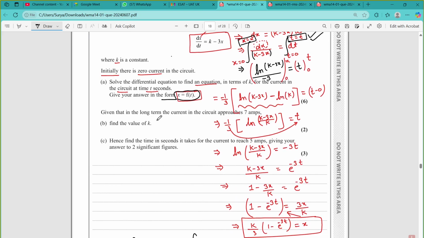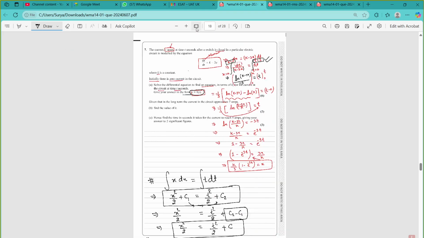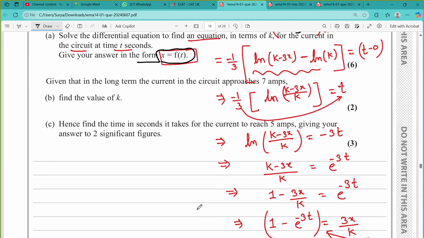Given that in the long term, the current in the circuit approaches 7 amperes. Now, if we try to write this information in mathematical form, what should we write for a long term? It means if I take t tends to infinity, the x should approach 7 amperes, isn't it? So we have to find the value of k. Have you understood the meaning of the question?